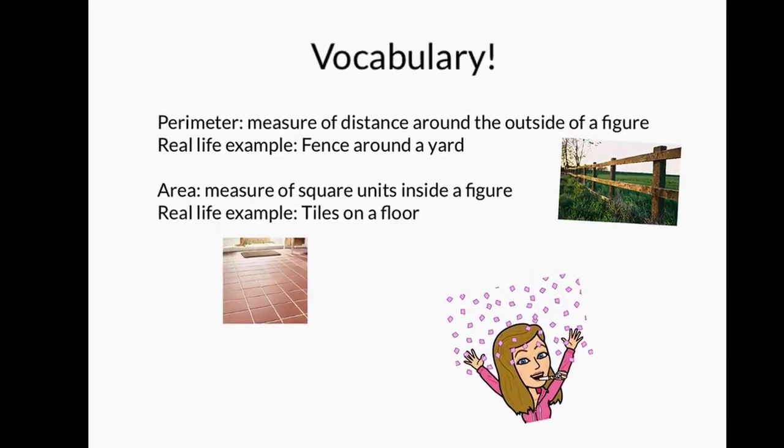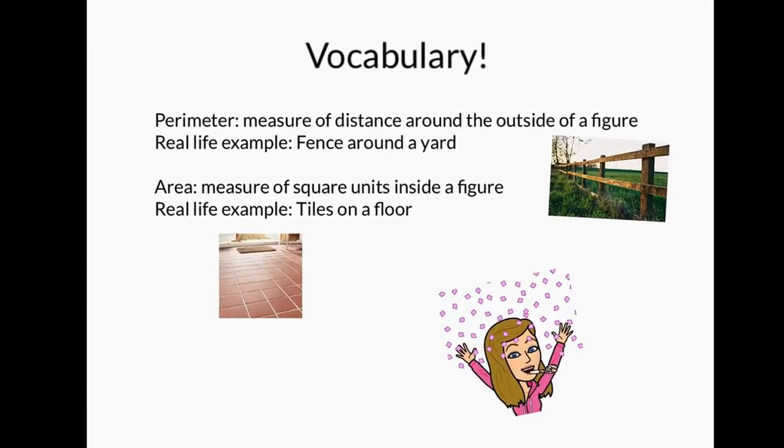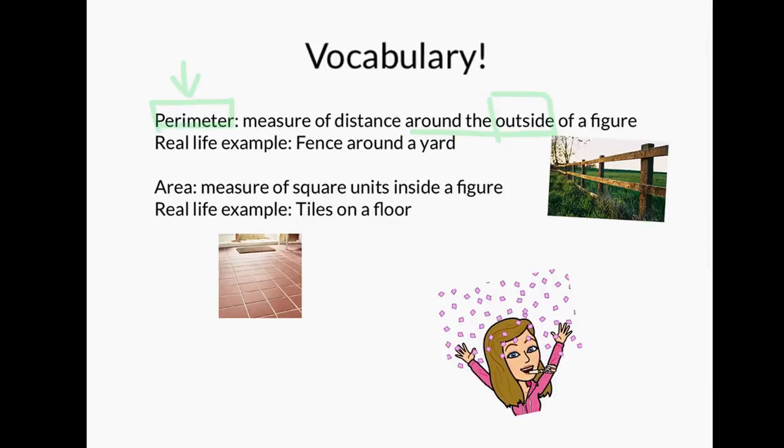I'm super excited to share this wonderful vocabulary with you. Our first important term is perimeter. It is the measure of distance around the outside of a figure. For example, when you're putting a fence around a yard, you would have to find the measure of the distance around your yard in order to buy enough fence.